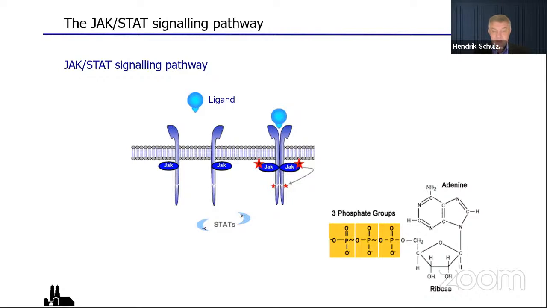And what you can see here, they use ATP for phosphorylation, where they transfer the terminal phosphate group onto the target, which in this case could be JAK itself, the JAK on the other receptor chain, or the STAT molecule. And this is important for understanding because all that kinases do is transfer the terminal phosphate group from ATP.